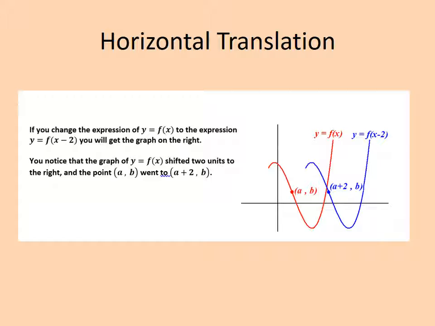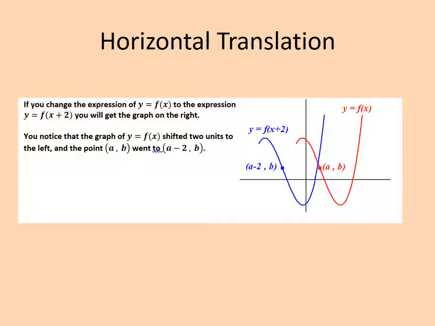This idea with horizontal translations is what is inside the function, you move it the opposite direction of what you think. So you have a minus 2 inside the function, so you would move the graph right 2, which means if you have a point A, you would take the x-coordinate and you would add 2 to the x-coordinate to move the portion of the graph. For all horizontal translations, the y value remains unchanged.